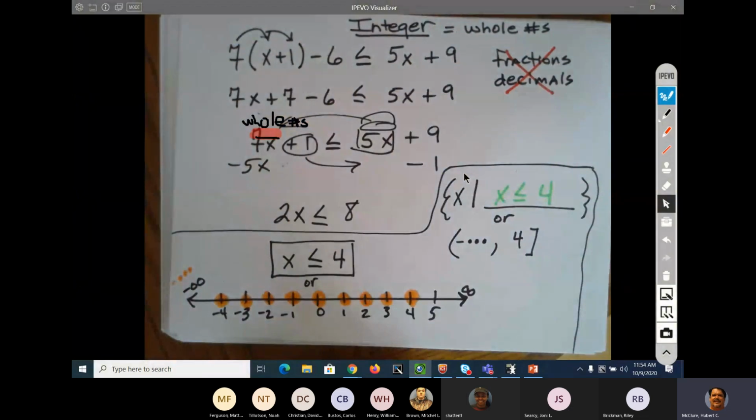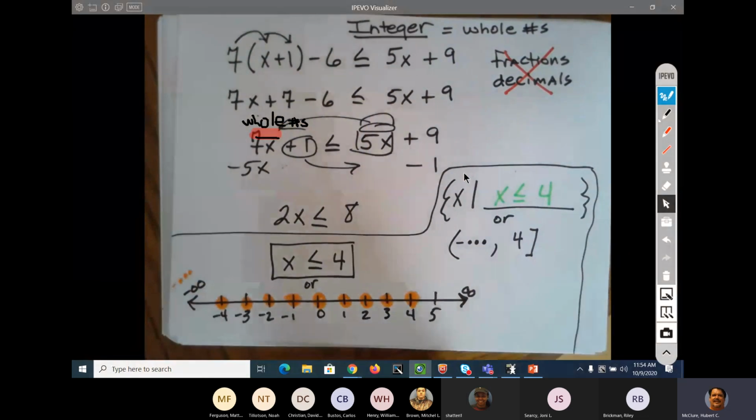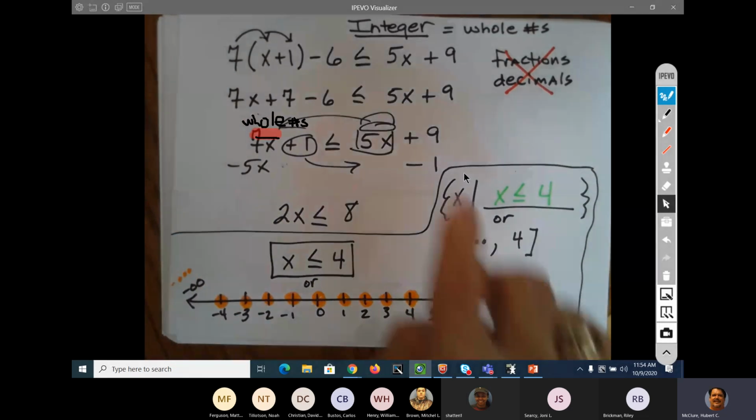So I can plug in a 0 right here, and if I plug in 0, I'm going to get a true statement. I can plug in negative 4. I can plug in negative 100. I cannot plug in 5. 5 will not work.